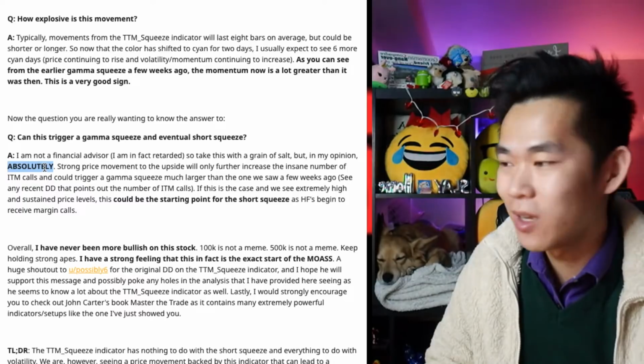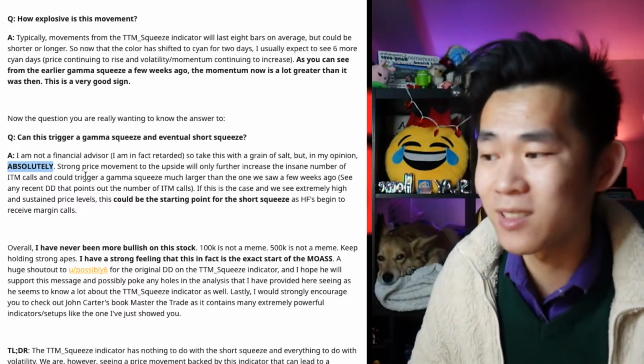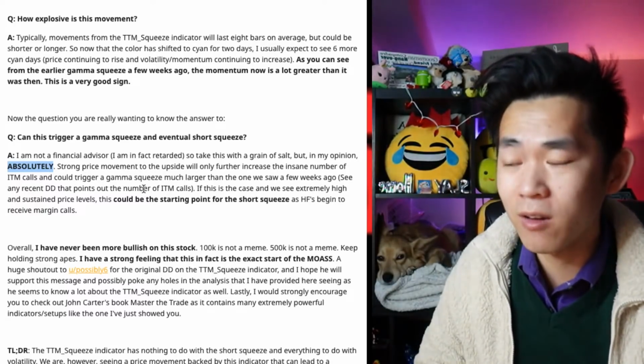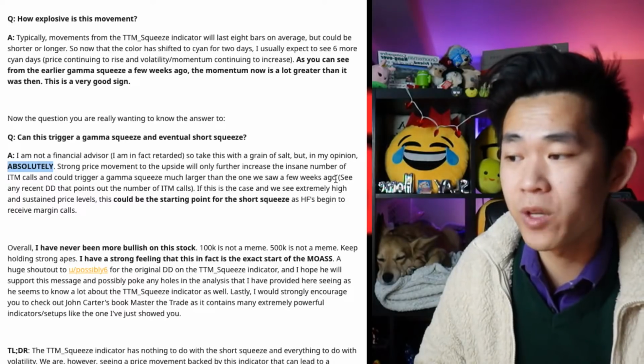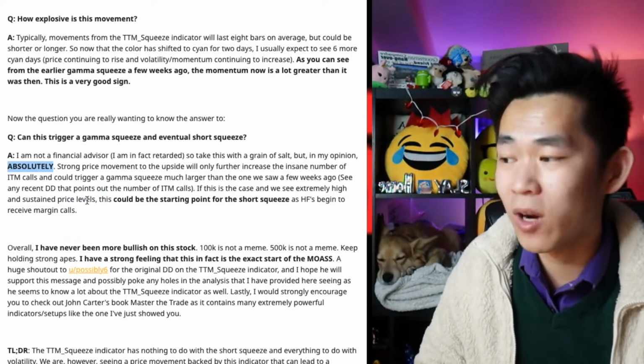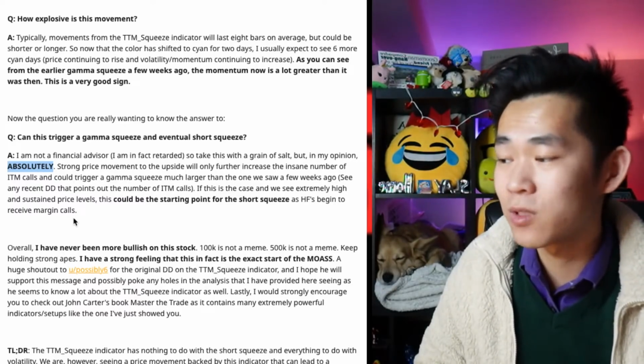Okay, dangerous. A strong price movement to the upside will only further increase the insane number of in-the-money calls that could trigger a gamma squeeze much larger than the one we saw a few weeks ago. If this is the case and we see extremely high and sustained price levels, this could be the starting point for the short squeeze as hedge funds begin to receive margin calls.